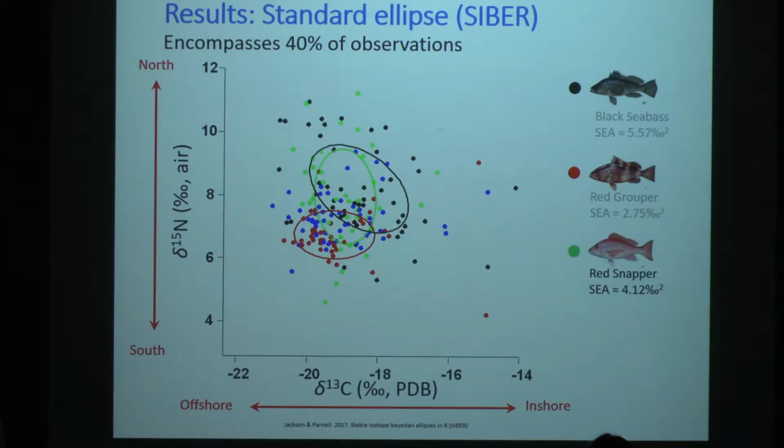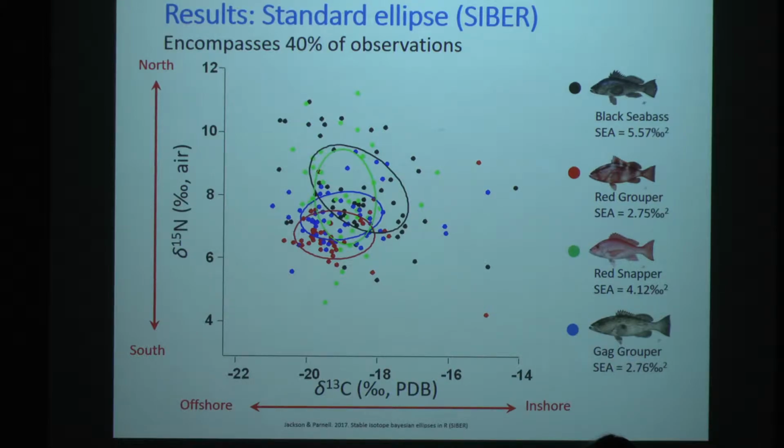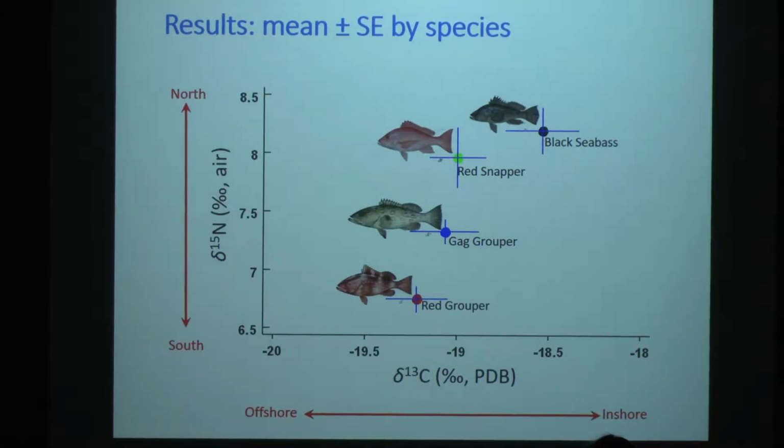Red snapper is much more elongate in a north-south direction and very constrained in an east-west direction. And then finally, gag are similar in size to red grouper, but shifted slightly to the north. A more simplistic analysis of just mean and standard error for each one of these species corroborates these general trends as well. You have black sea bass furthest to the north and inshore, red grouper furthest to the south and offshore.